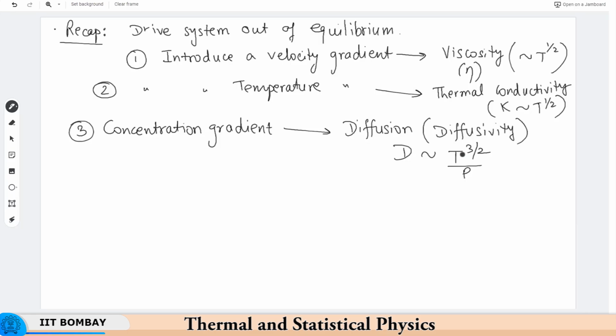And that is what we will do now. We will make small corrections to this kinetic theory of gases by considering finite attractive interaction between these gas molecules, and we'll see how far we go with that, right?